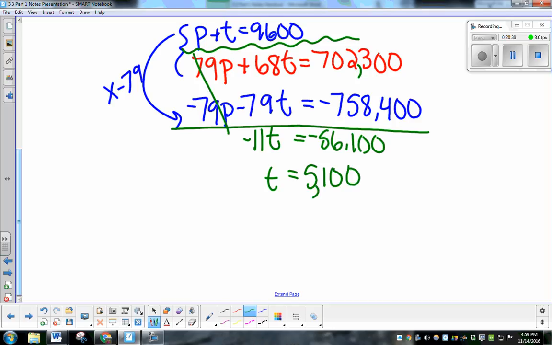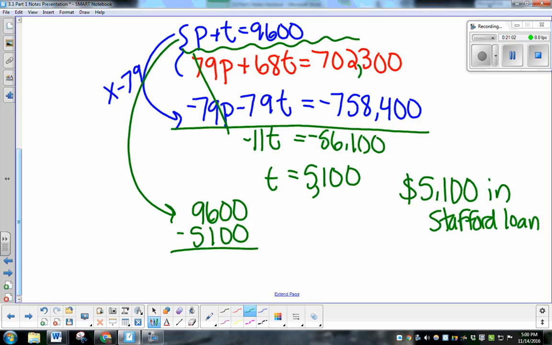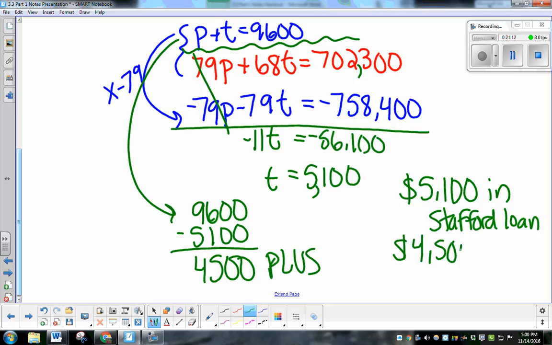So I know that he borrowed $5,100 in that Stafford loan because that's what T meant. And then we just need to plug that into our equation. Let's plug it into our first one right here. We know that his loans totaled $9,600. So I just need to do 9,600 minus the amount of his first loan, 5,100, and I get that he borrowed 4,500 in his other loan, which was that PLUS loan.